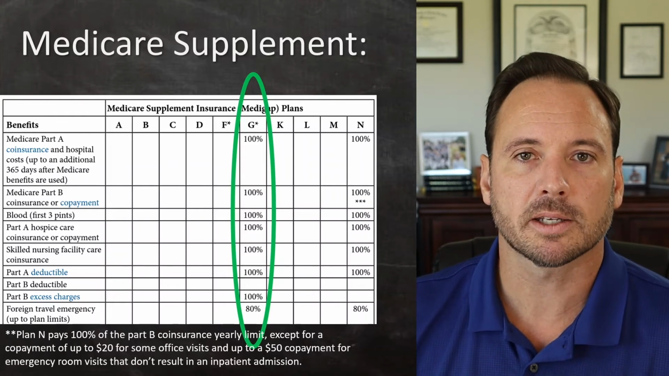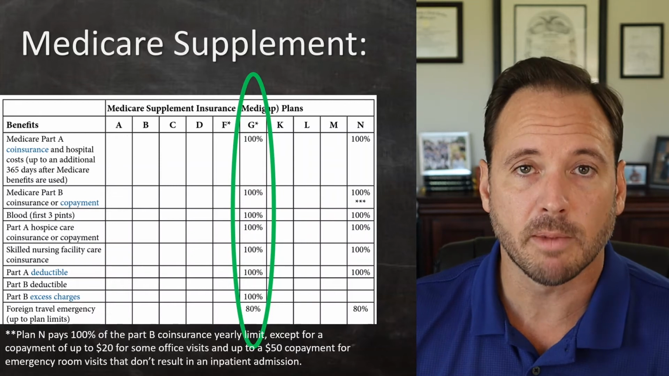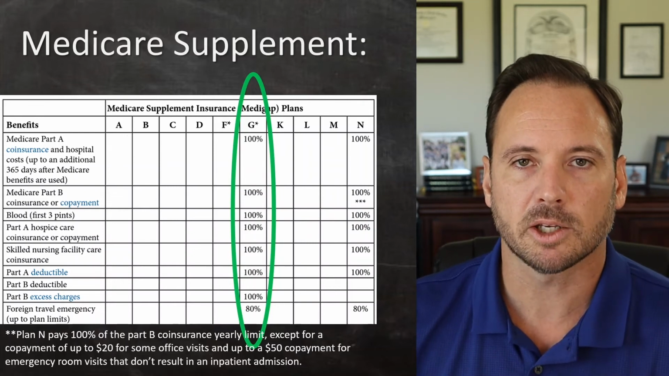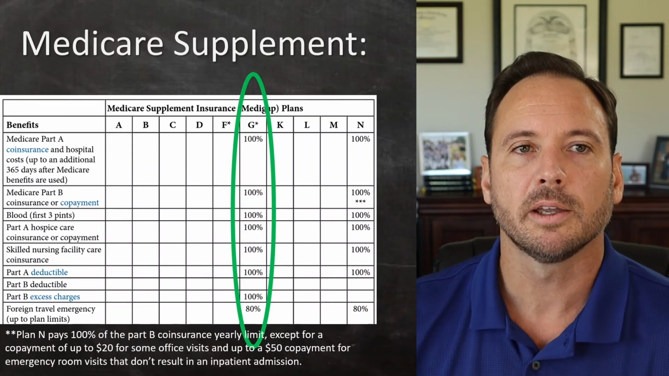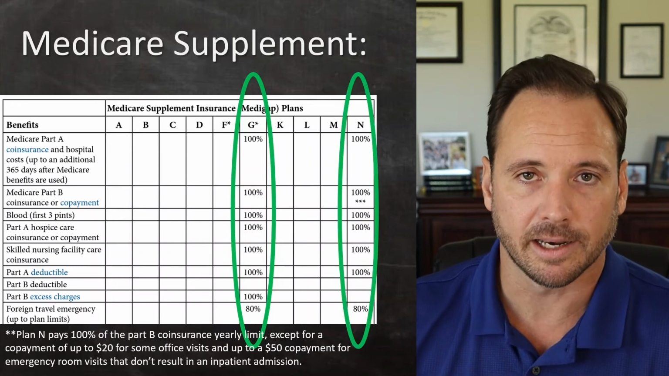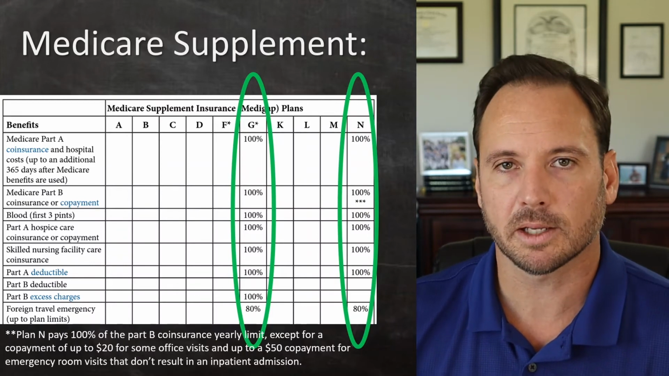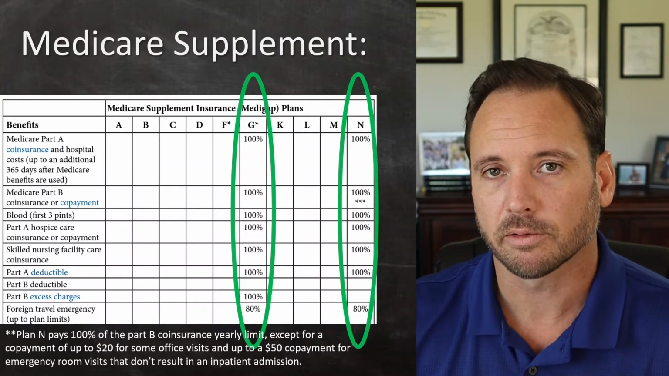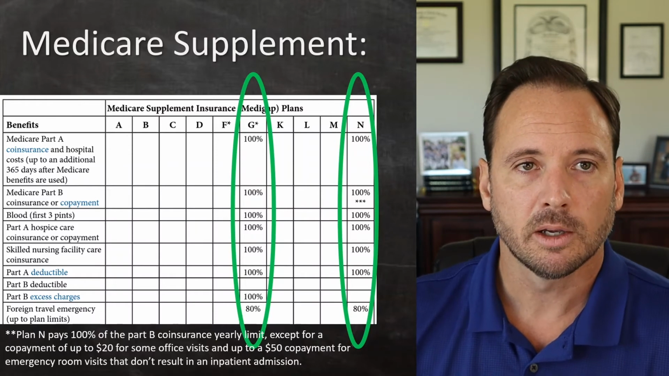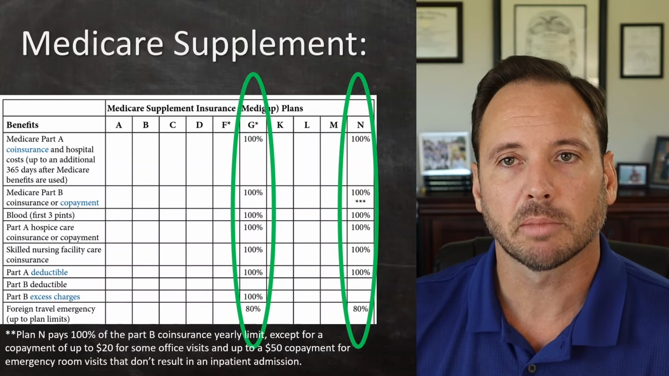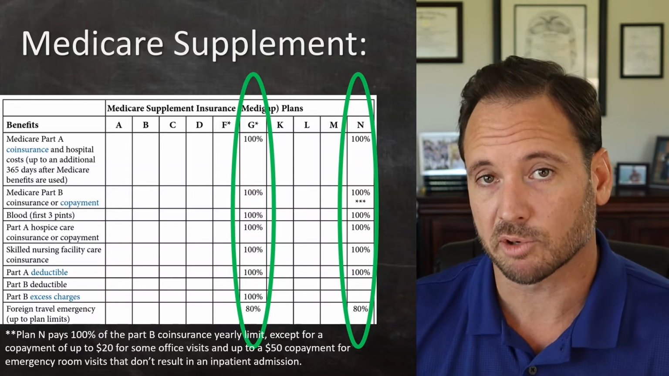Now, the two plans that everybody is going to offer in most parts of the country, there are some exceptions here, New York, some other states, but in most areas in the country, plans G and N are the most common and the most popular plans. And because of that, that's what we're going to go through here. I'm going to start with Plan G because for most people, especially if you're new to Medicare, Plan G is going to be your most comprehensive option.